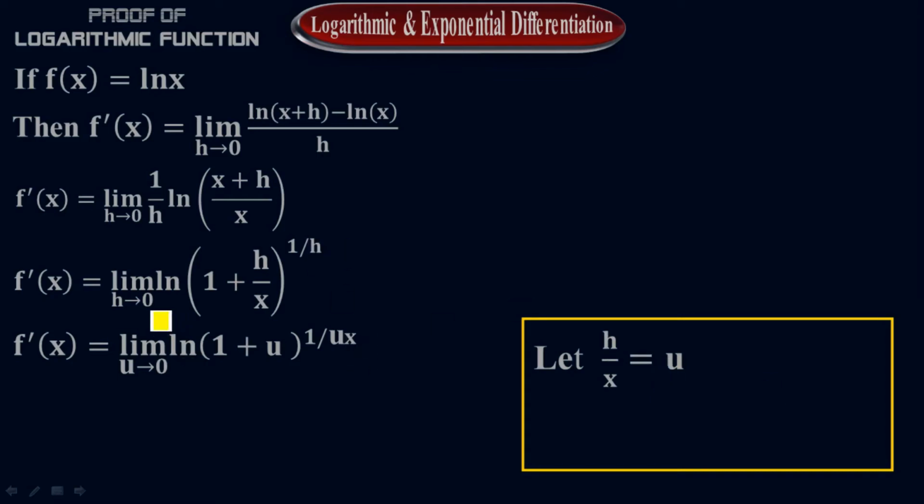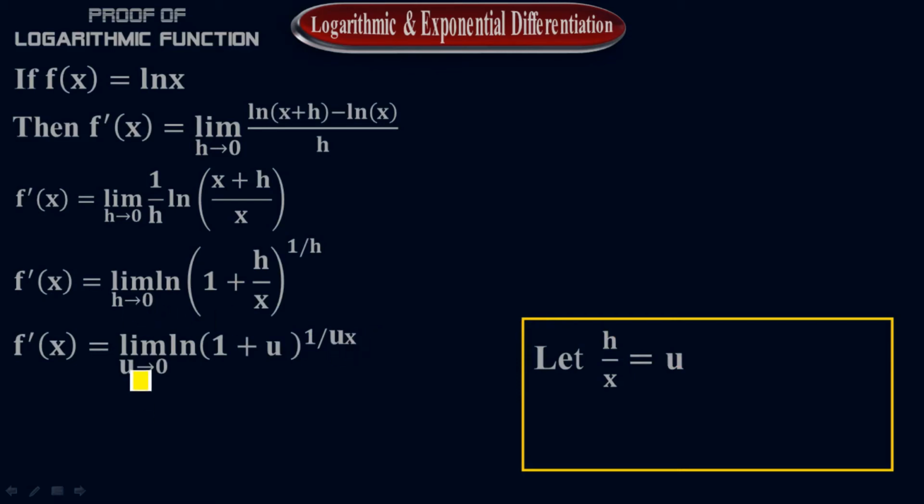But what about the limit, h approaches 0? Remember, after plugging the value of h, I will have u equals 0, so u equals 0 means that u approaches 0. For the h over x, I plugged u. For the h, I plugged u times x. H equals u times x.